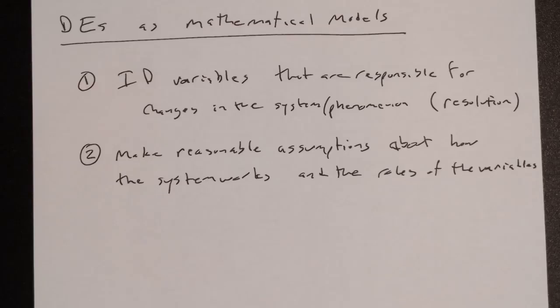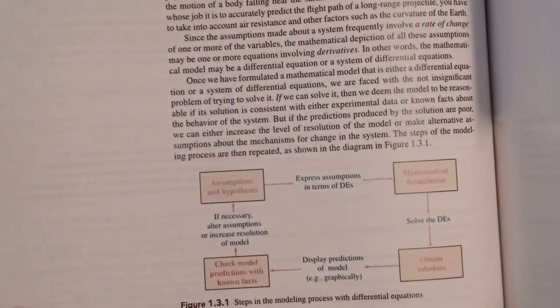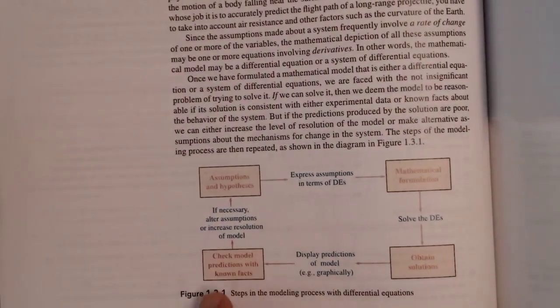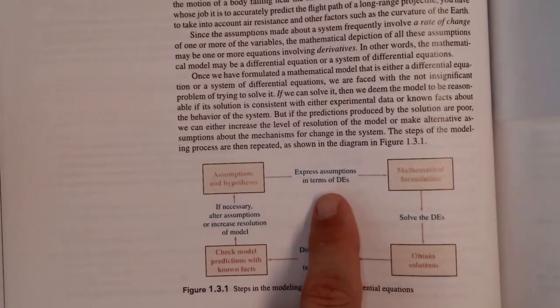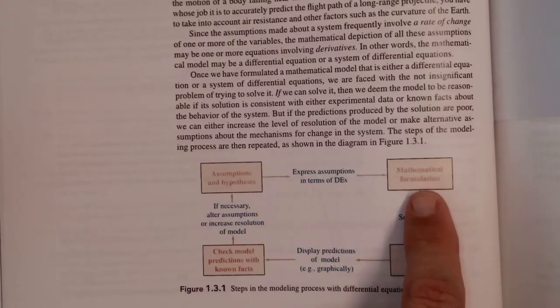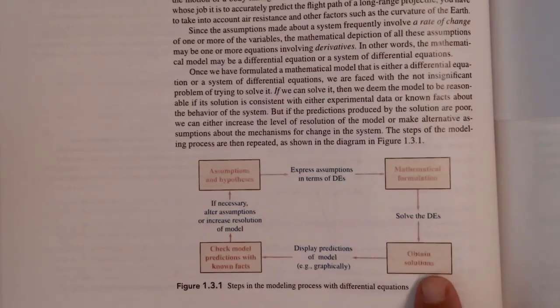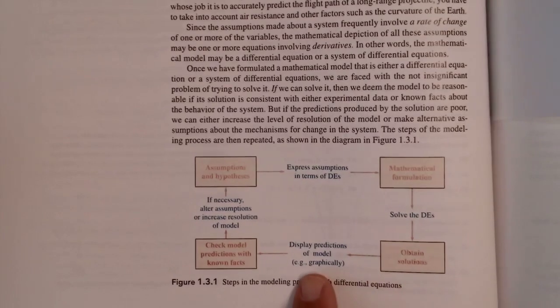Now, once I've done all of this, I'll try and solve the differential equation, if I can. If there's a system, I'll try and solve the system. Our solution is called the state of the system. Bottom of page 22, little picture. I make some assumptions and hypotheses. I write them into differential equations. That's my mathematical formulation. I solve that. I get a solution.